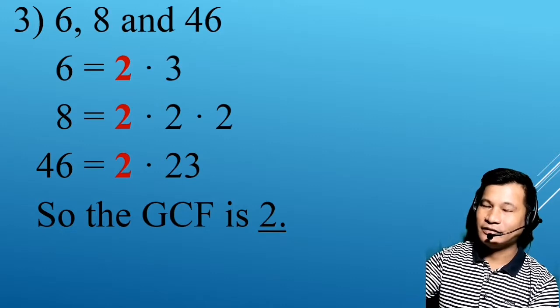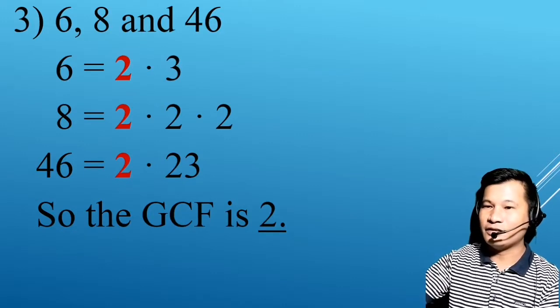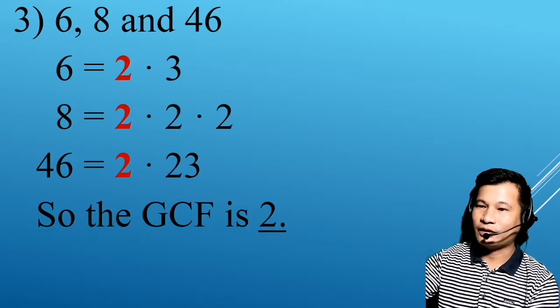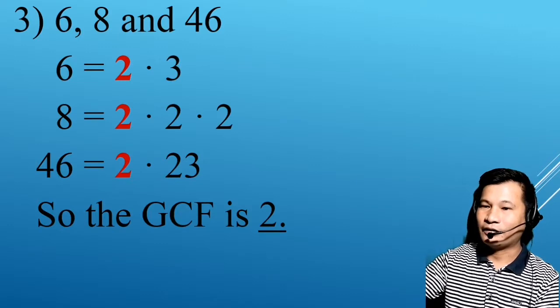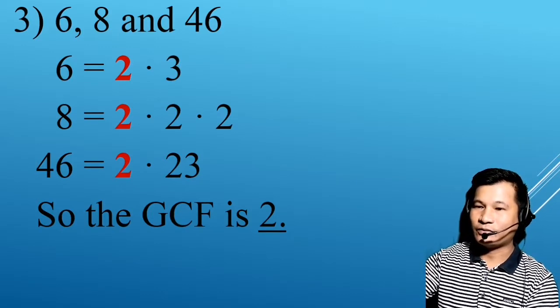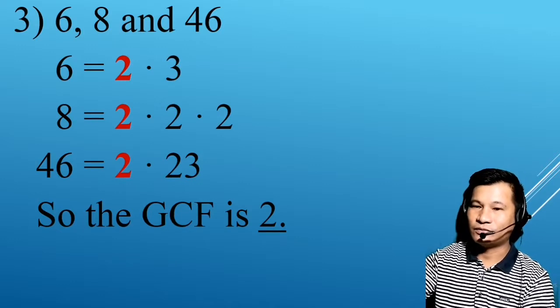For number 3, we have the numbers 6, 8, and 46. Factors of 6 are 2 times 3, and factors of 8 are 2 times 2 times 2. And then for 46, the factors are 2 times 23. So the GCF is 2.